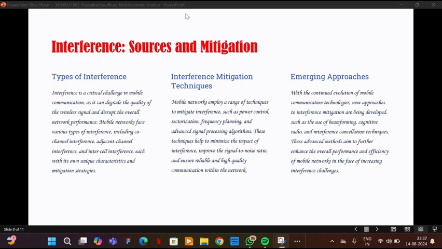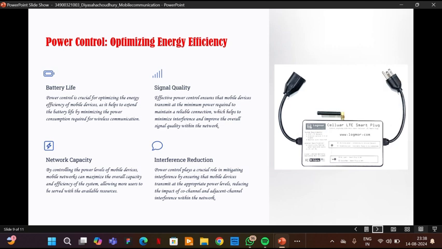Emerging approaches. With the continued evolution of mobile communication technologies, new approaches to interference mitigation are being developed, such as the use of beamforming, cognitive radio, and interference cancellation techniques. These advanced methods aim to further enhance the overall performance and efficiency of mobile networks in the face of increasing interference challenges. Power control. We can see power control in battery life, network capacity, signal quality, and interference reduction.